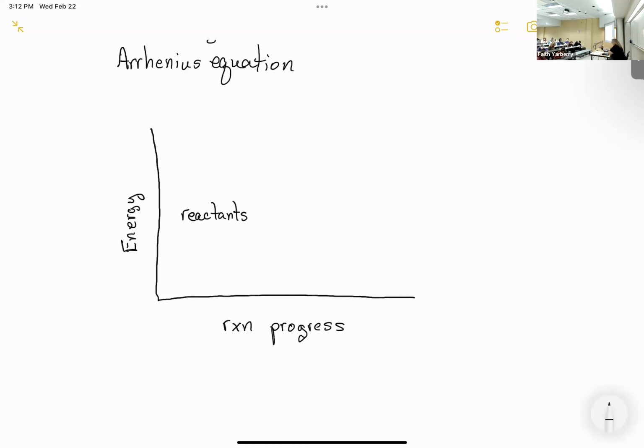Now, we just said those reactants have to collide with the correct energy. That correct energy is dependent upon the energy of activation. If it has the correct energy to get over that barrier, then yes, we have the ability to go and form our products.